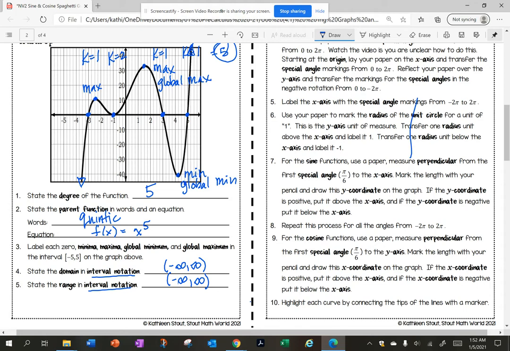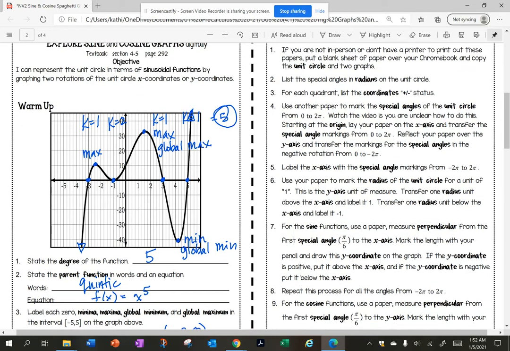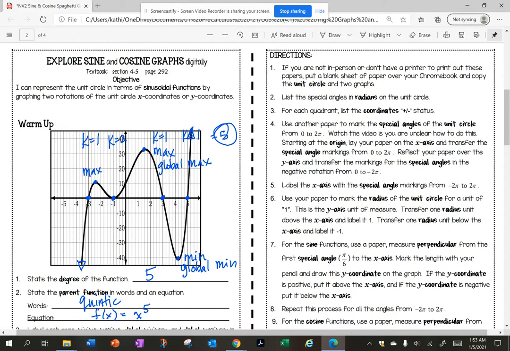Okay, so we have an activity here to see where the sine and cosine curves come from, because we're going to be working with them for 2 more units. And it makes more sense if you actually create the curves. If you're in person and you're in my room and you have a sub, you will have the papers printed out. If you are not in my room or you're at home and you don't have a printer, you are going to just put a blank piece of paper on top of the papers I have, or just sketch it.